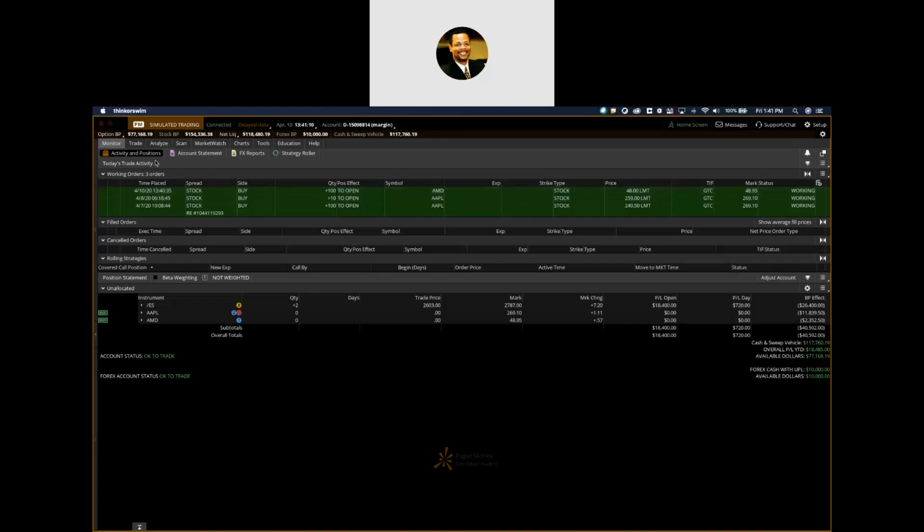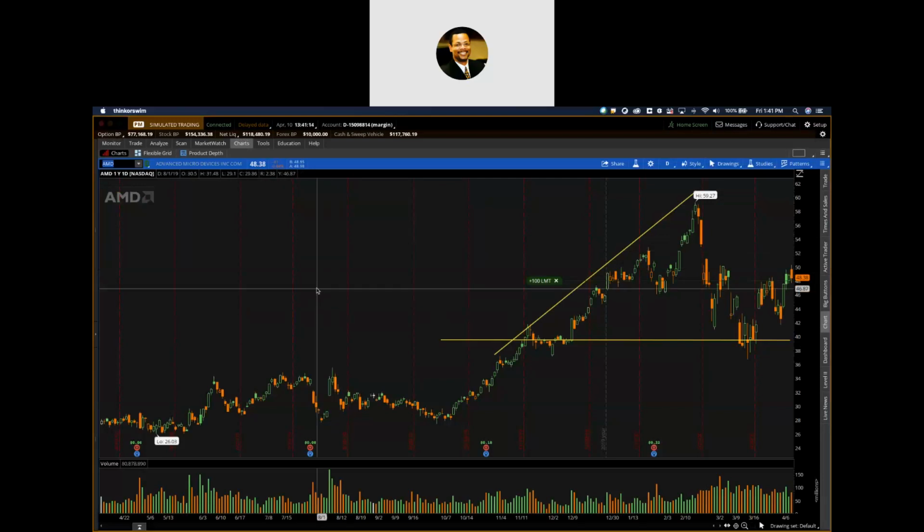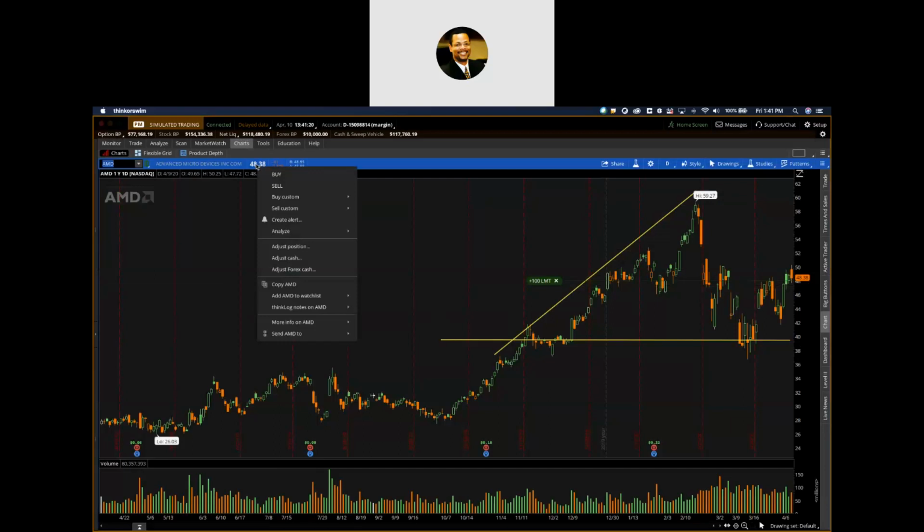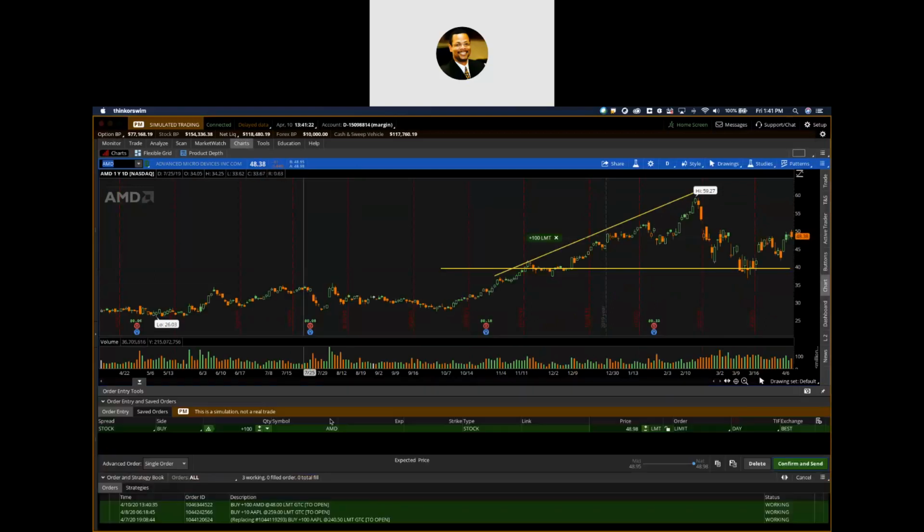So I know my order is there, sitting there waiting. I'm going to go back to the chart tab. I'm going to show you something else. If I wanted to order directly from the chart tab, I could just right click on this last selling price and say buy, and it immediately opens up an order. Then I can place the order right there. Did everybody see that?